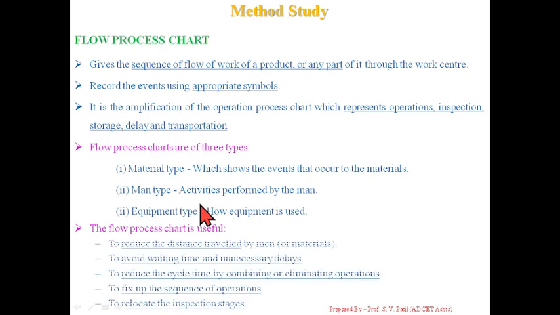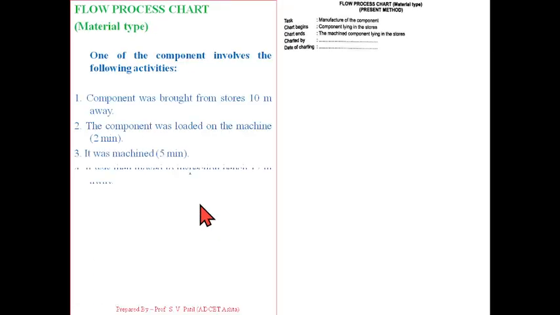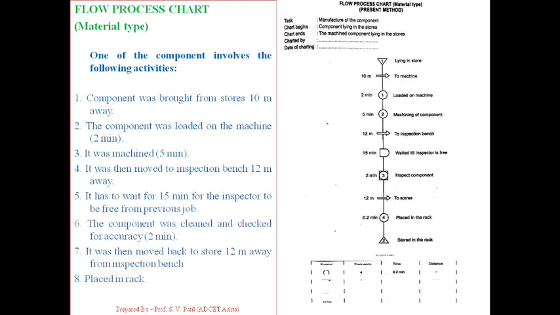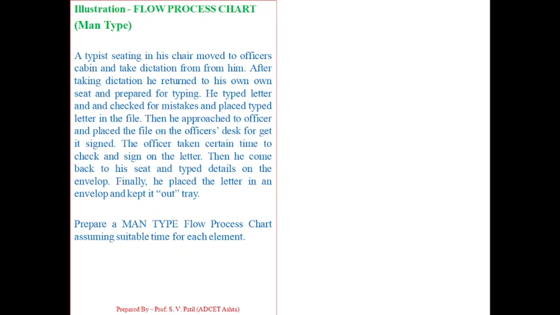Okay, so here we have already prepared the material type flow process chart. Now we'll take a glance at a man type flow process chart. Here they have given the description, and for this description we are supposed to prepare the flow process chart, and that is a man type. So here that operator, that worker, is the clear focus. And in perspective of the activities which are performed by him or her, we are supposed to prepare the flow process chart. So here I will read the given description.